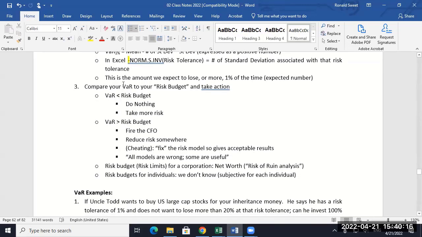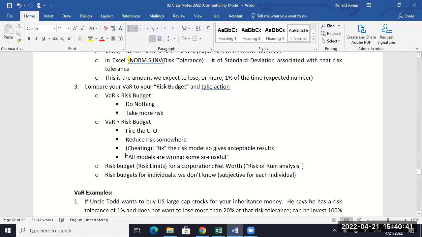And then you compare your value at risk. The value at risk is how much you expect to lose at a probability. Your risk budget is how much you're allowed to lose at some probability. You compare those two. If the VAR is less, you don't have to do anything. You can even take more risk. If your VAR is higher, then someone messed up, and you're going to have to reduce risk somewhere, or maybe you say, hey, our model's wrong, we're going to fix the model.